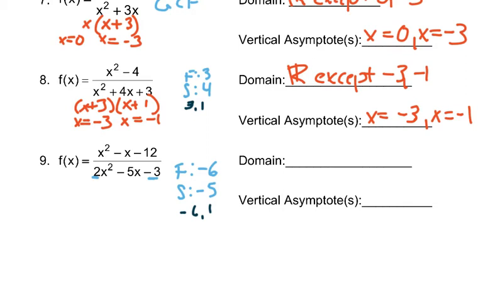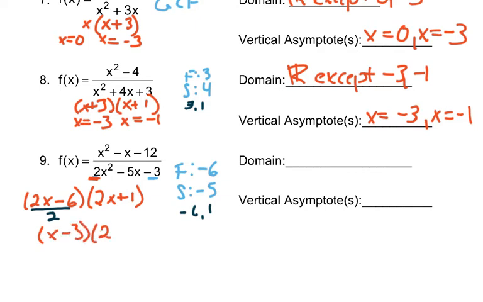So when I factor this, because of the 2 in front, I'll have a 2x minus 6. And again, because of the 2 in front, I'll have a 2x plus 1. Don't forget to reduce. So I could reduce that first parenthesis by 2. So that this will become an x minus 3 and a 2x plus 1.